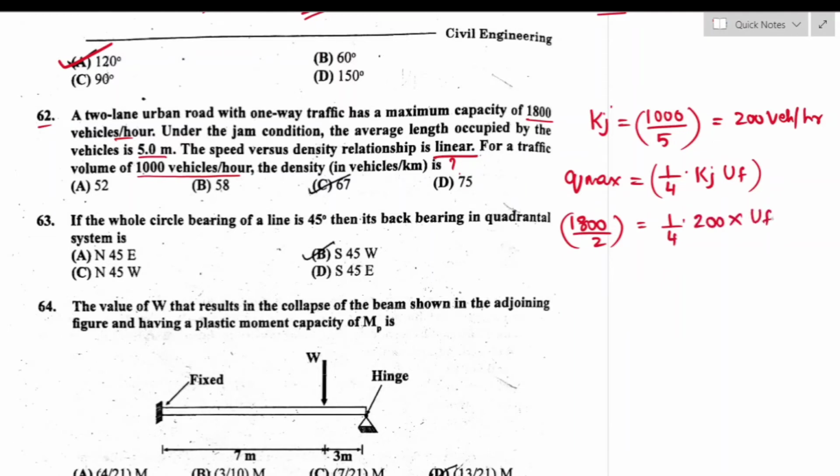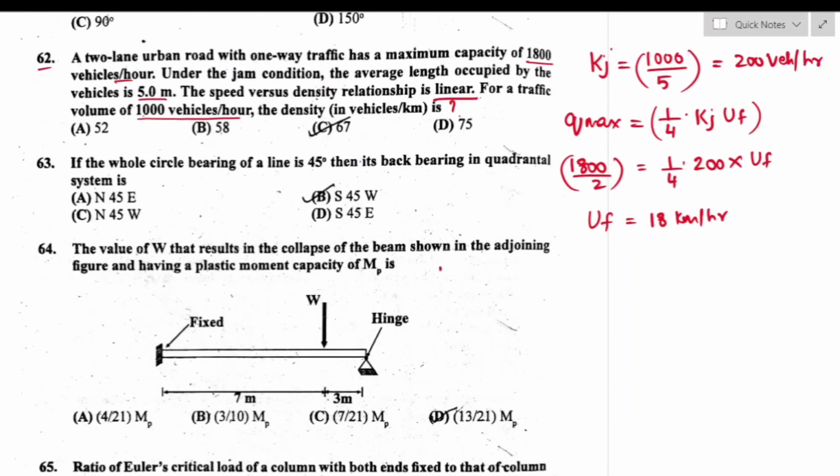UF is the free flow. So the free flow of the vehicles is 18 km per hour. For one lane condition, the flow will be 1000 divided by 2, which is equal to 500 vehicles per hour.